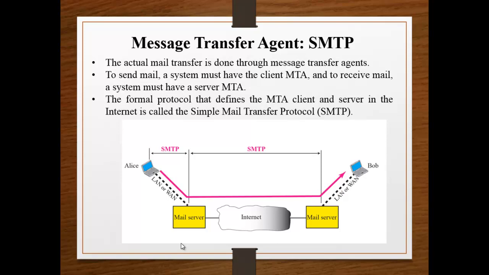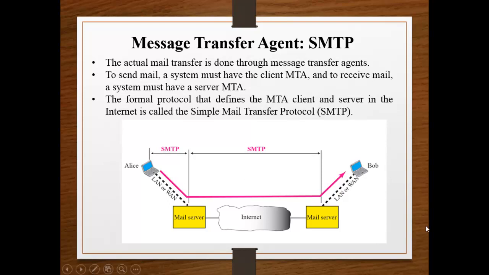So SMTP is the Simple Mail Transfer Protocol. The actual mail transfer is taken care of by SMTP. Okay, so to send a mail, a system must have the client MTA, and to receive a mail, the system must have a server MTA. The formal protocol used by this MTA client and server is nothing but the SMTP protocol. So this is the range of SMTP, that is where SMTP is being used.